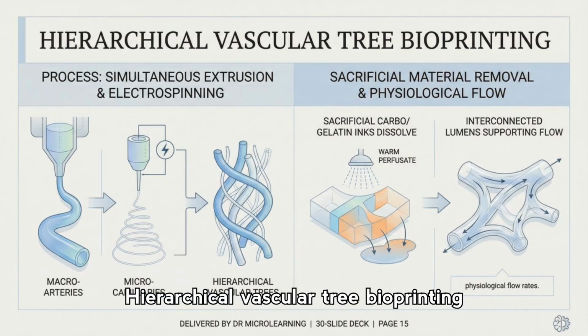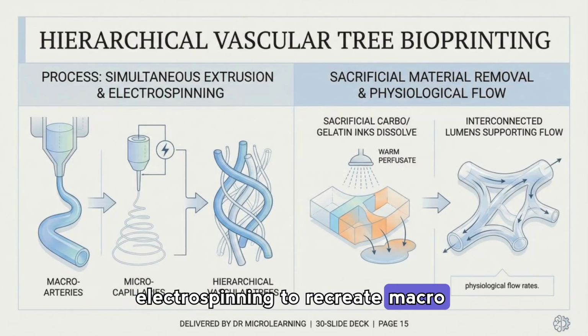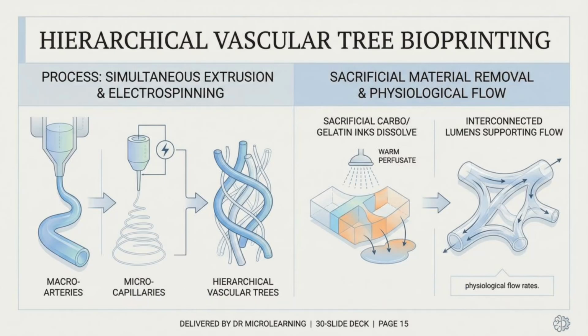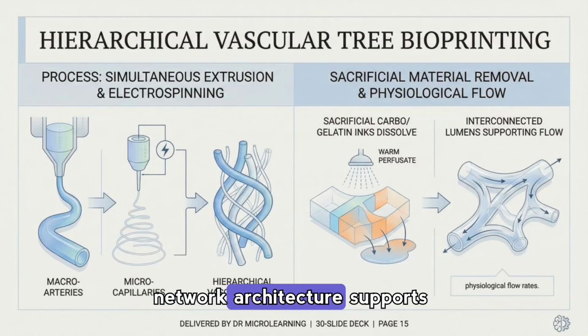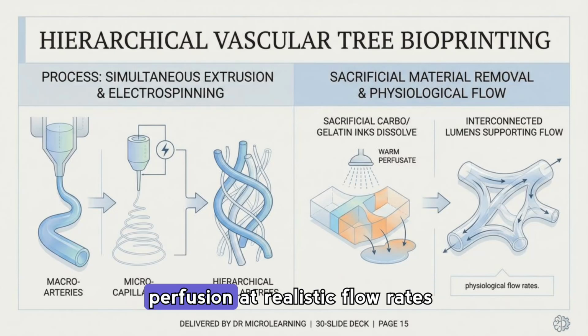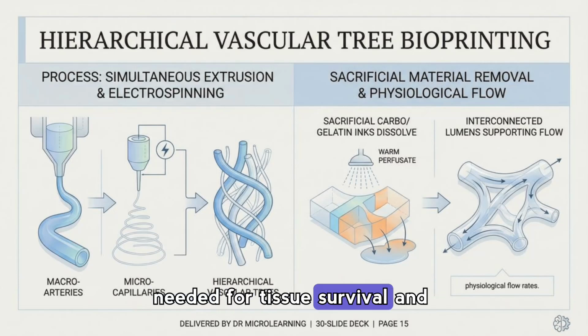Hierarchical vascular tree bioprinting combines extrusion and electrospinning to recreate macroarteries down to microcapillaries, often using sacrificial inks that dissolve to form interconnected lumens, and this physiological network architecture supports perfusion at realistic flow rates needed for tissue survival and maturation.